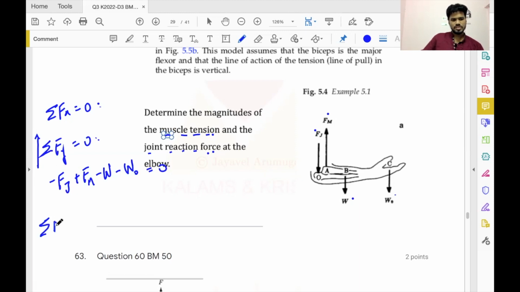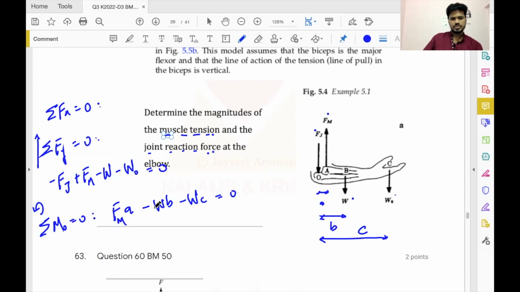Moment about O: sigma moment about O is 0 for this thing to be in equilibrium. Again, counterclockwise to be positive. So Fm times A, with distances A, B, C technically given, minus W times B minus W naught times C is 0. So if A, B, C, W, W naught are given, we know Fm. Fm is WB plus W naught C by A. And once we know that, we could also find Fj.